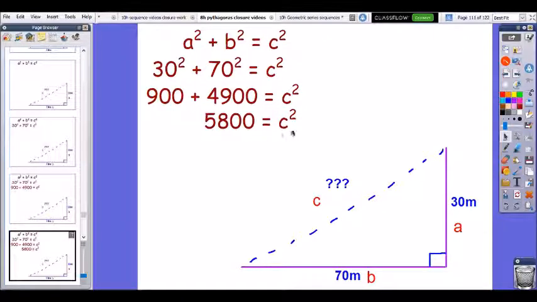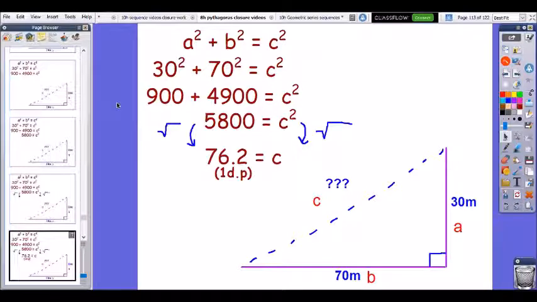Okay, and now remember at this point, C squared, well, how do I get from C squared to just C on its own? I will take the square root of both sides. So that tells me that C, I've used my calculator for this one because it's not a square number, is about 76.2 meters, and I've rounded to one decimal place, so round sensibly. So my hypotenuse length is 76.2 meters, and that seems a reasonable answer given that this length was 70 meters. So I've solved the problem.